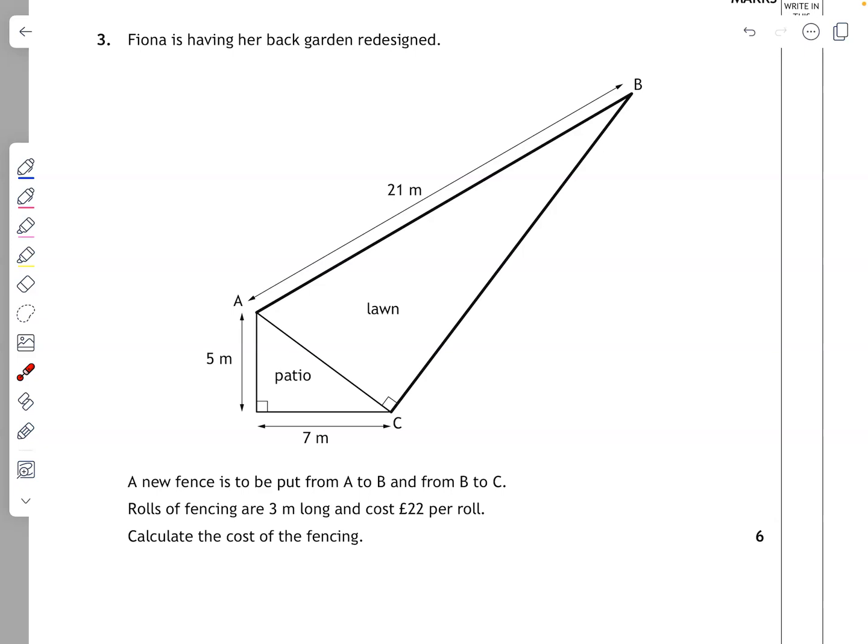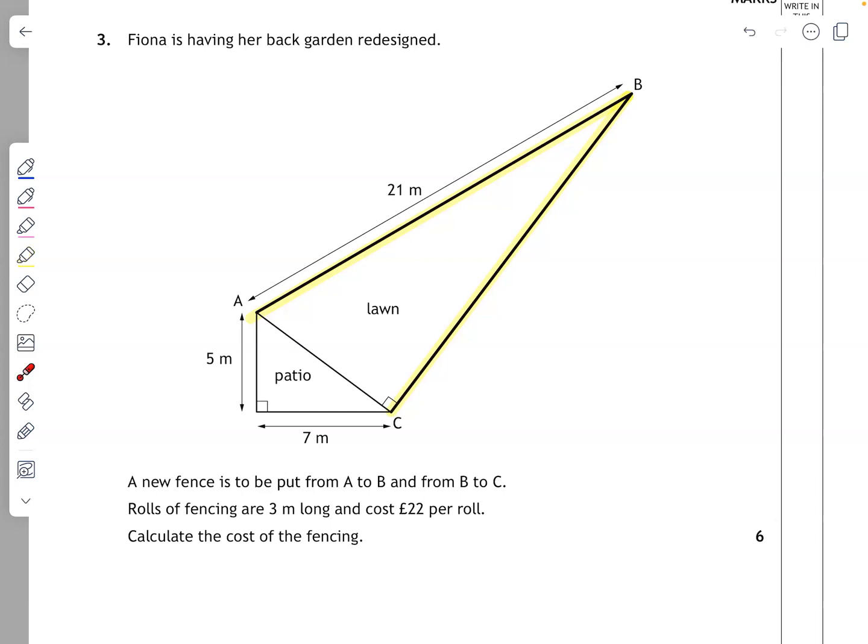So we've got a fence that's to be put from A to B. So the fence has to go along this section here, and then from B to C, so from this part here. We're already given the length of A to B, but we don't have the length from B to C. That's what we have to find out first.